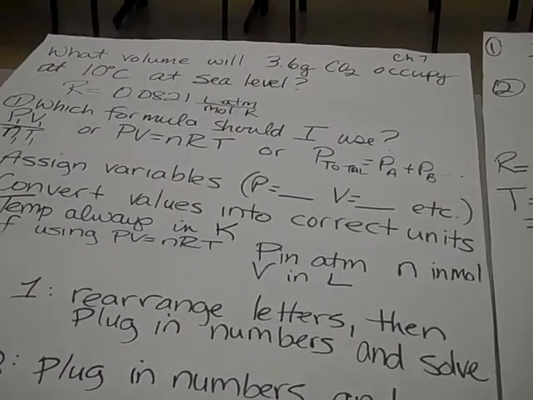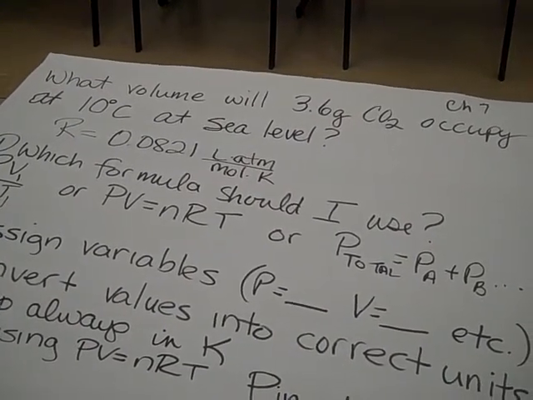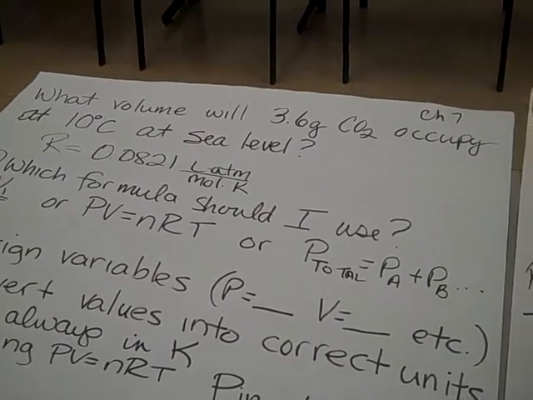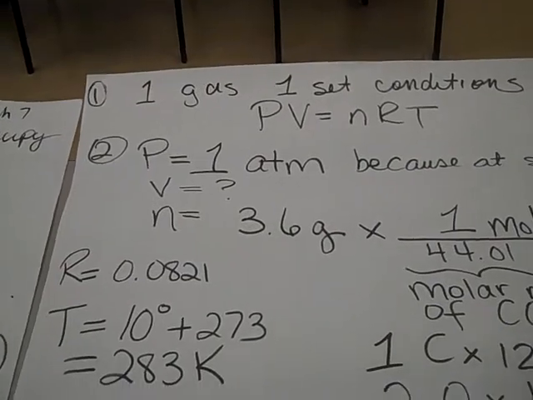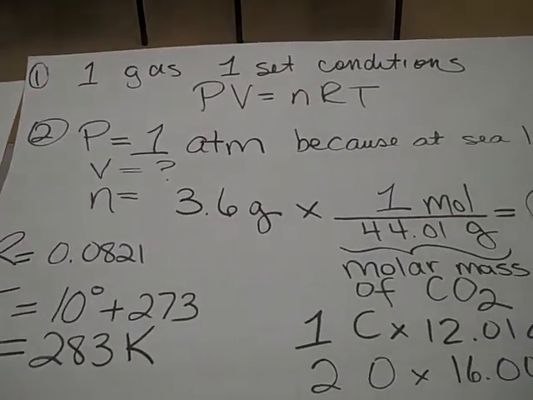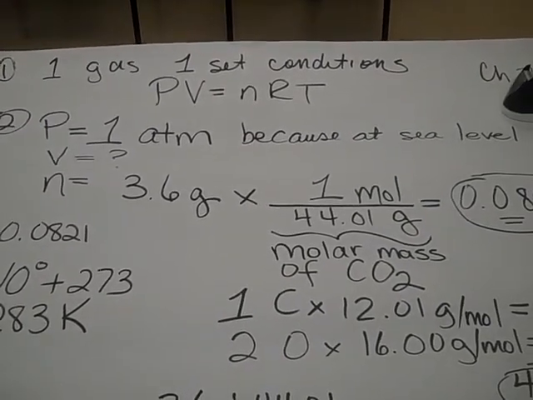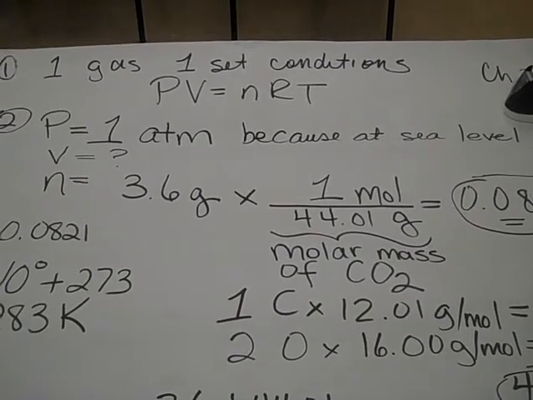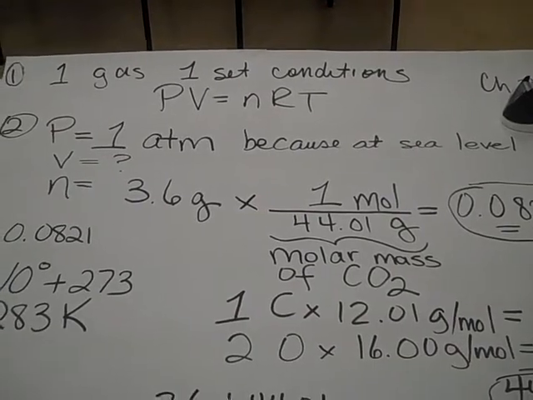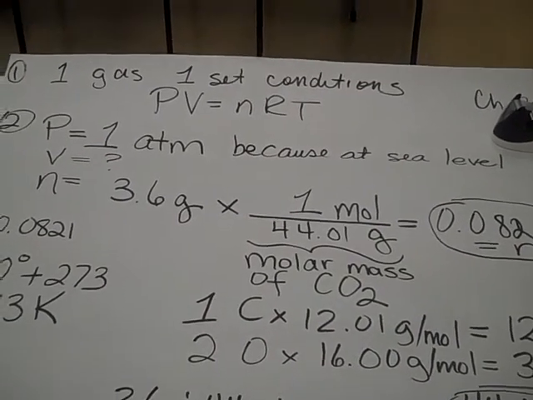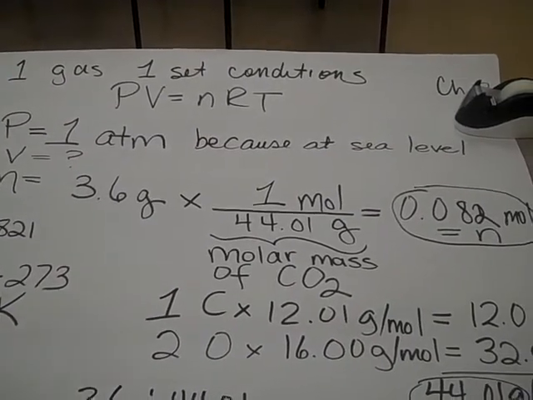So let's take a look at the original problem again. What volume will 3.6 grams of carbon dioxide occupy at 10 degrees Celsius at sea level? Well, we have one gas, we have one set of conditions. So we're going to use PV equals nRT. Step 2, we're going to assign our variables. We're told that we're at sea level, so the pressure must be 1 atmosphere. We don't know our volume, that was what the question asked for. It told us we had 3.6 grams. To know n, we will have to convert our grams into moles.